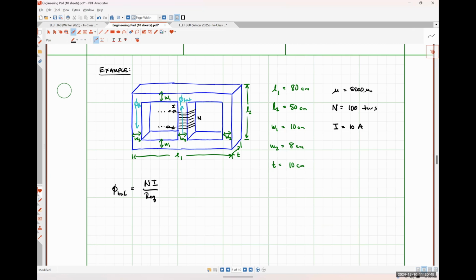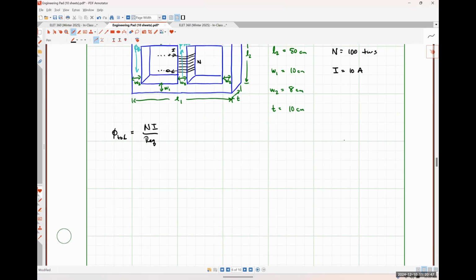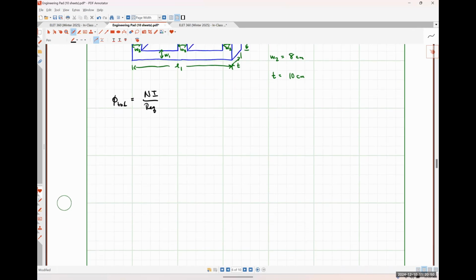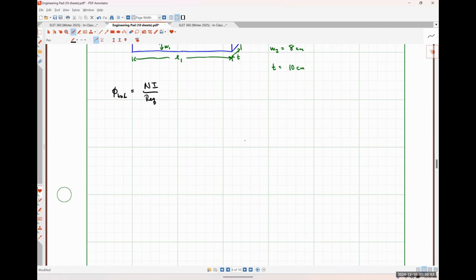So let me draw an electrical circuit representation of this thing because this one is a little bit more complicated, so we'll have to sort some stuff out, right? So if I put my MMF source here in the middle, I'm going to call this R mid. This is just Ni. And then I have what I'm going to call R left over here.